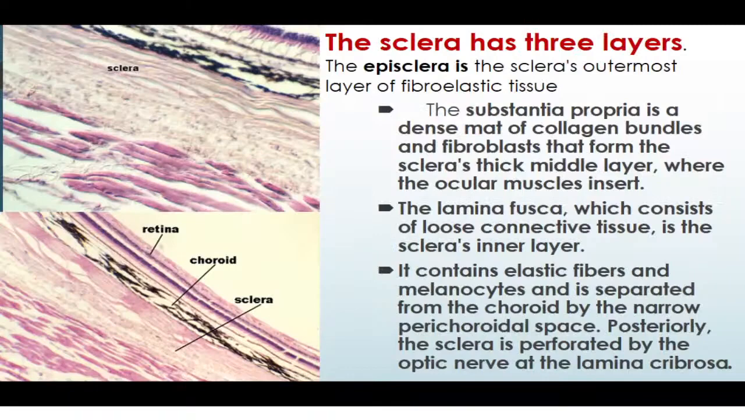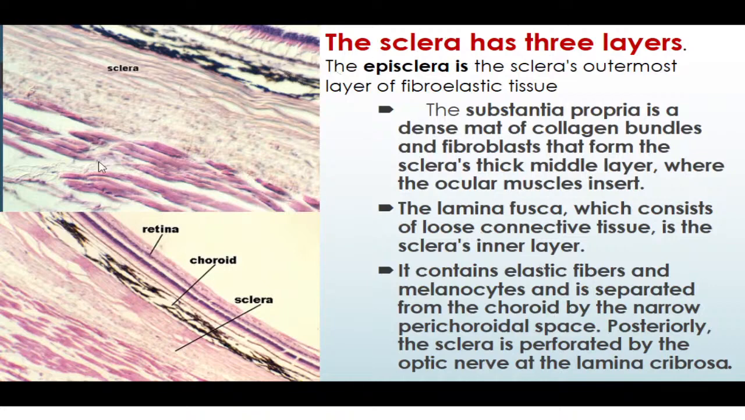The sclera has three layers. The episclera is the sclera's outermost layer of fibroelastic tissue. Look at this one, we have seen it here. Episclera, outermost. The substantia propria is a dense mat of collagen bundles and fibroblasts that forms the sclera's thick middle layer, where the ocular muscles insert. The lamina fusca consists of loose connective tissue. It is the sclera's inner layer.